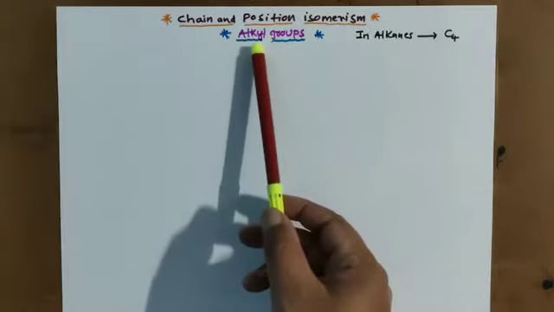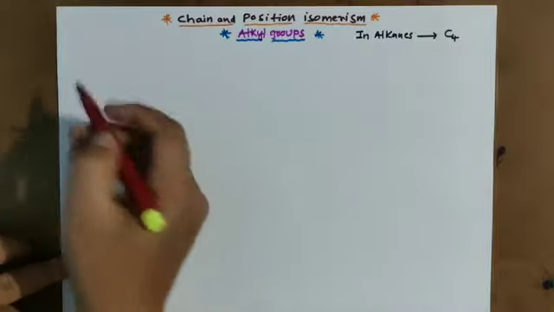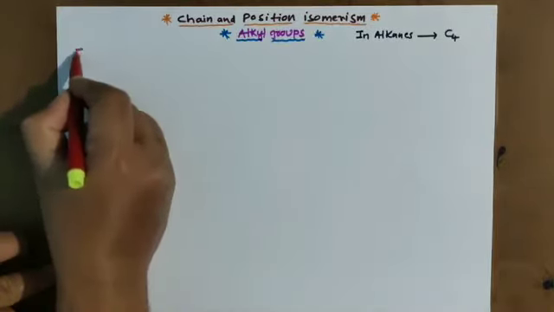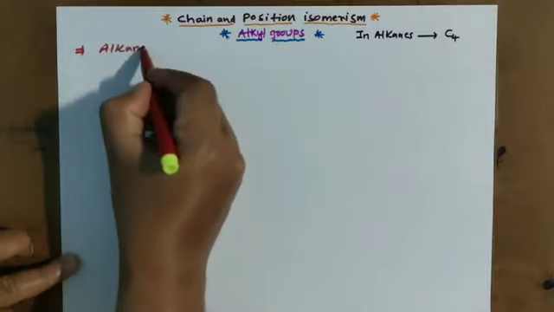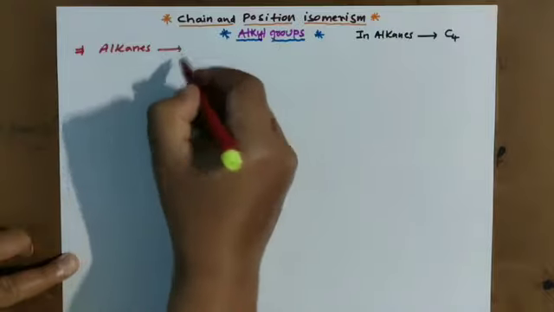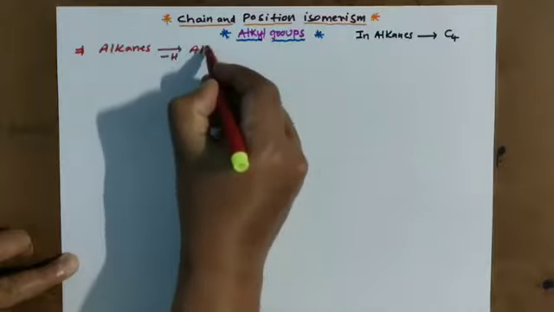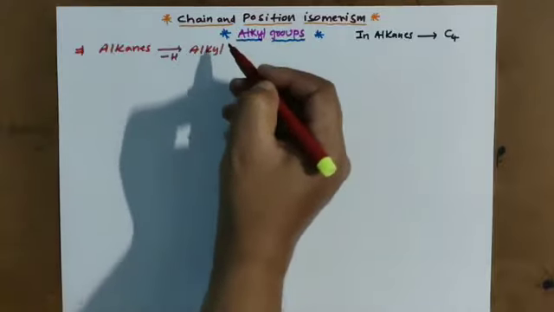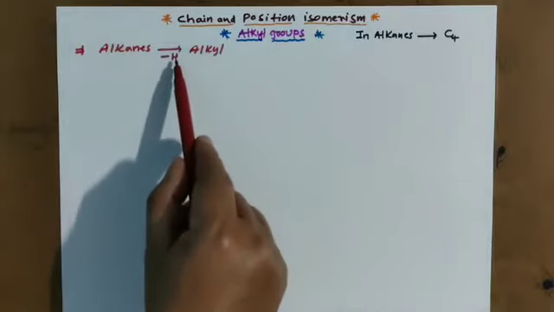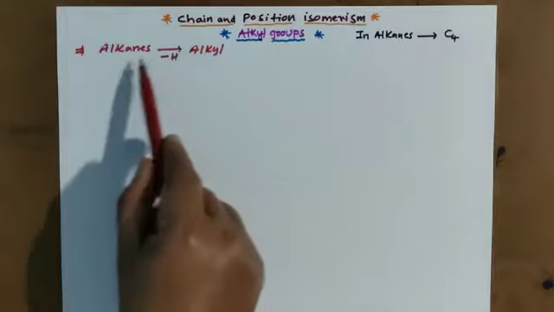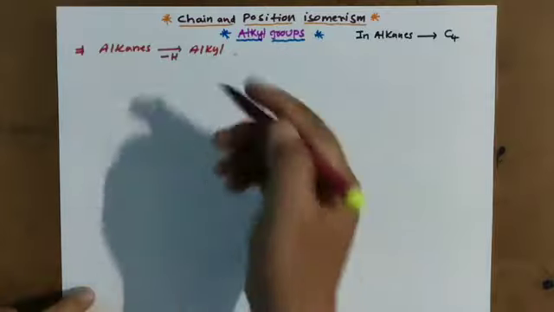Let me see in alkyl groups. What is meant by alkyl group? I am explaining what is meant by alkyl. You know alkanes. If you remove one hydrogen from an alkane, you are getting an alkyl group. How do you get alkyl? If one hydrogen you remove or substitute, you are getting an alkyl group. See one example I will give here.